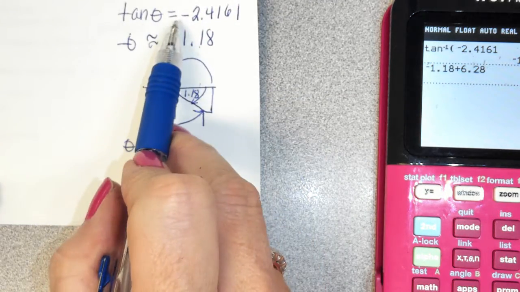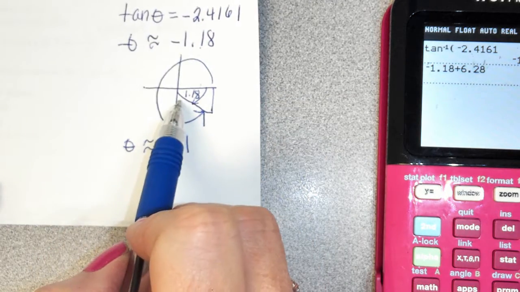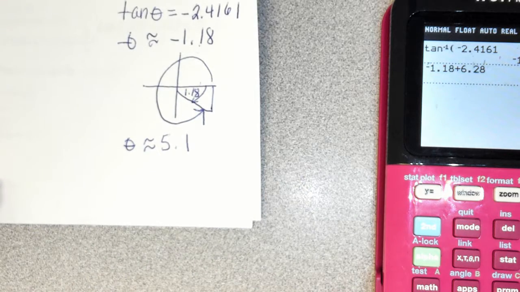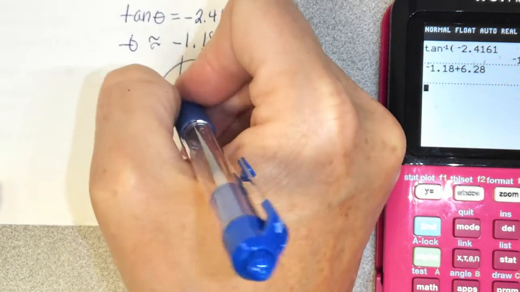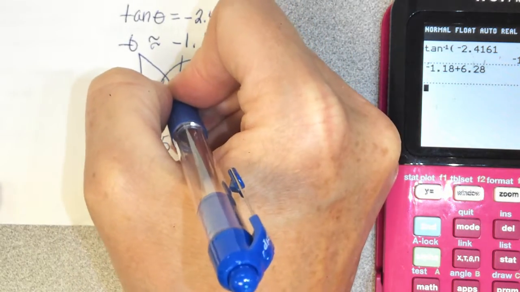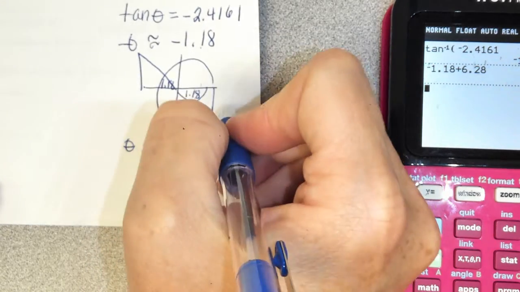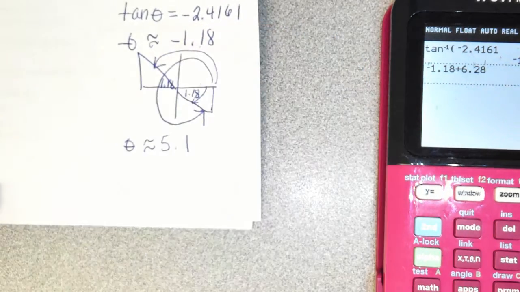Now, which other quadrant is going to have the tangent negative? We just did this a minute ago. Which one was it? Grace, let's go with you this time. So that would be 2. Quadrant 2, good. So 1.18 here still, but now we're in quadrant 2.